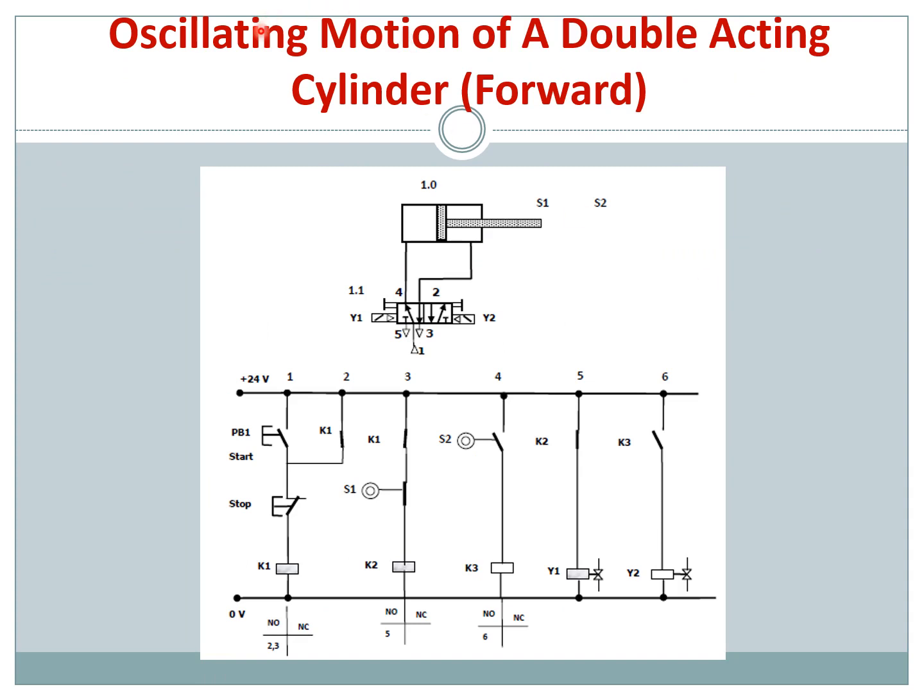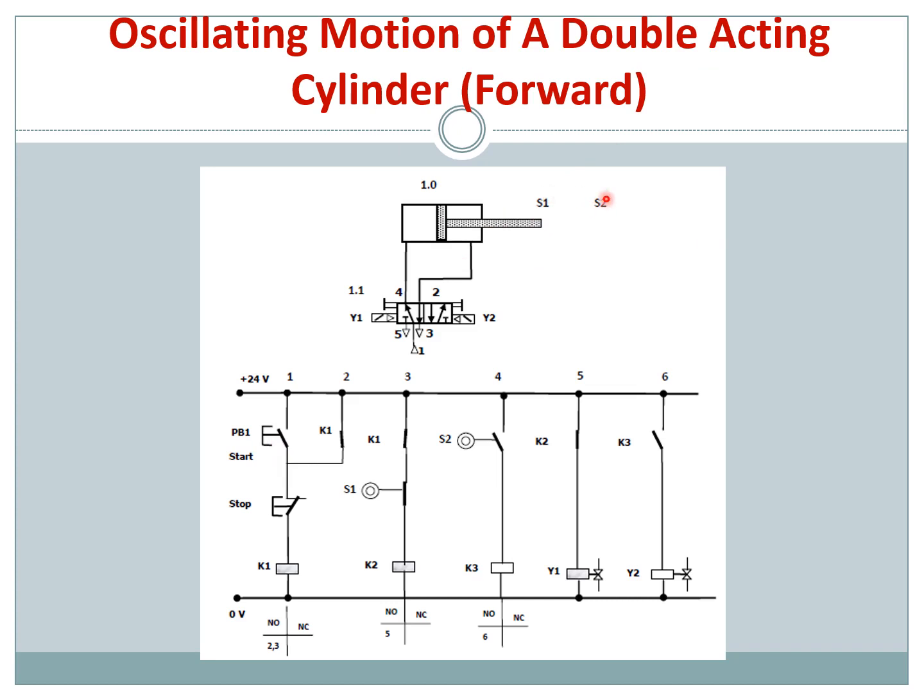So this is what we call the two types of latching circuit. Next, oscillating motion of a double acting cylinder. This oscillating movement means the cylinder is moving forward and backward continuously until you stop. You have a stop button, so you start, it will keep on going until you stop. So how is it possible?